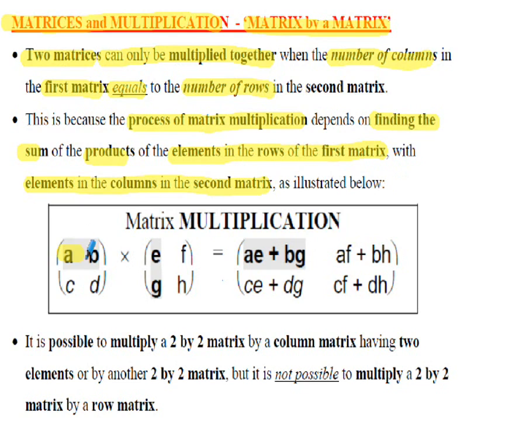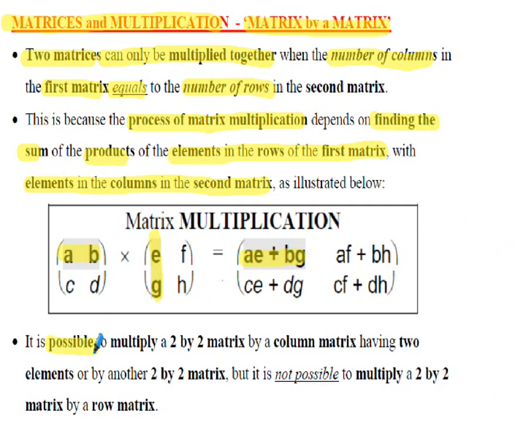So multiplying the first row of the first matrix by the first column of the second matrix allows us to calculate the first row, first element of the final matrix. So in other words, A multiplied by E plus B multiplied by G will give the value of the element in the multiplied matrix.